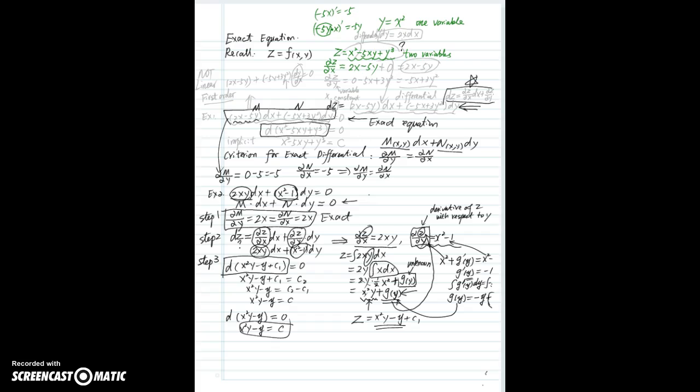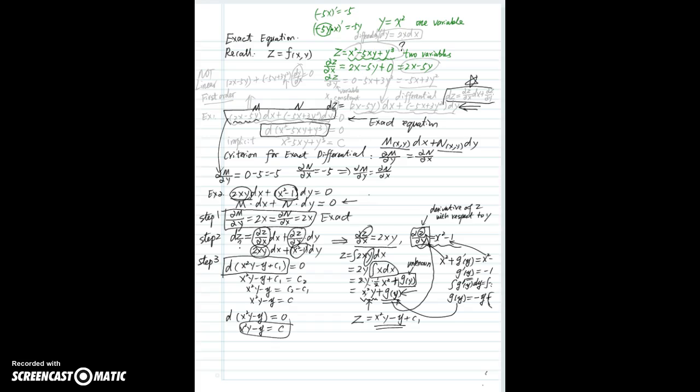Now plus the derivative of y cubed with respect to x. Because y is considered a constant, the derivative of any constant is 0. So this is the partial derivative of z with respect to x. It's just 2x minus 5y.